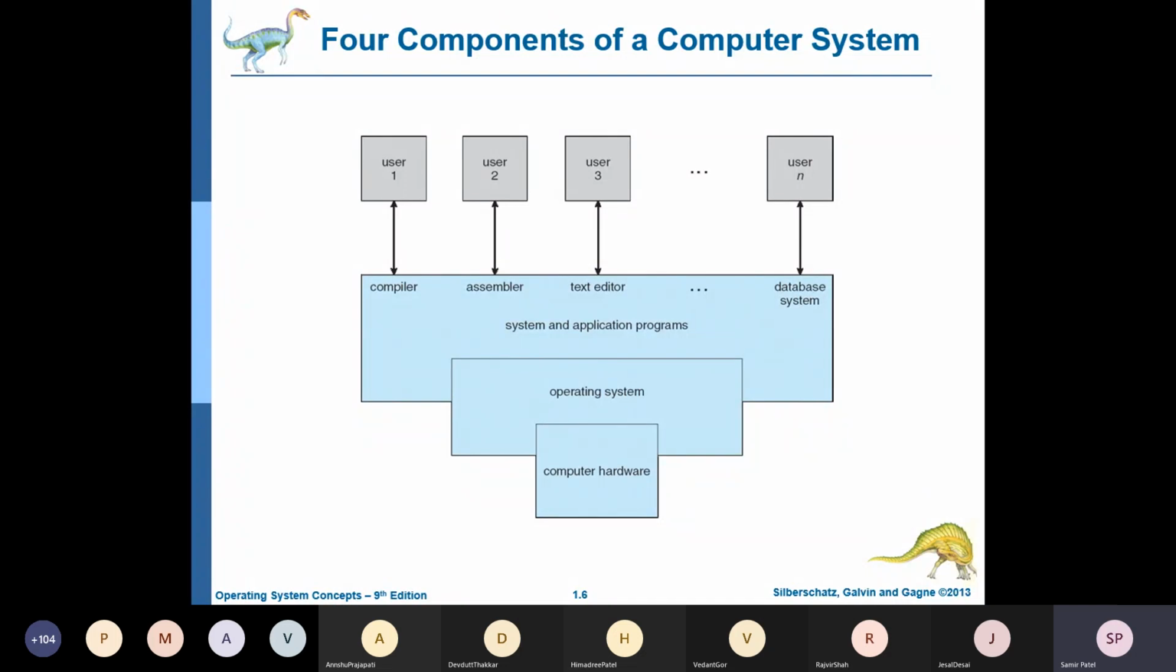Whoever the user is, and whatever the job is, whether it is system oriented or application oriented, if that is supposed to be executed on the computer hardware, then in that case you need to submit it to the operating system. Without the operating system, you cannot directly interact with the hardware, right? So the operating system plays a very important role for execution, almost for everything. Without the operating system, your system is useless.